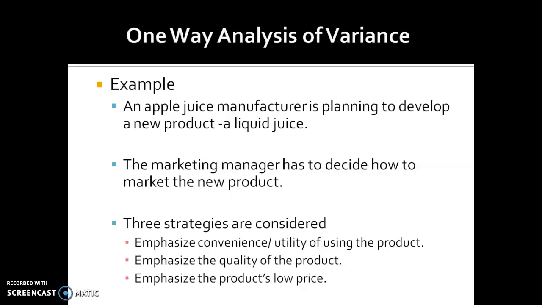Third thing, not only this, he can also say that the price of that particular orange juice is very low as compared to the price of other products or other juices. So he can say three things. First is convenience, second is quality, and third is that even in spite of the good quality, the cost of the product is very, very low.